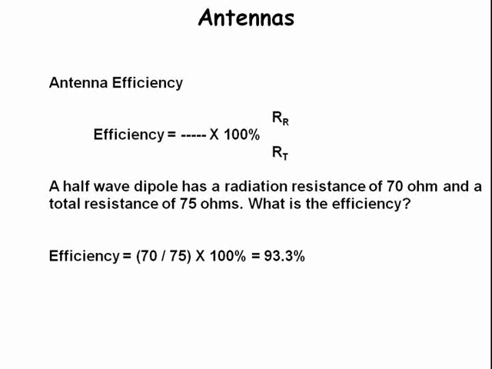Antenna efficiency equals R sub R divided by R sub T times 100%. A half-wave dipole has a radiation resistance of 70 ohms and a total resistance of 75 ohms. What is the efficiency? Well, the efficiency equals 70 divided by 75 times 100%, which equals 93.3%.